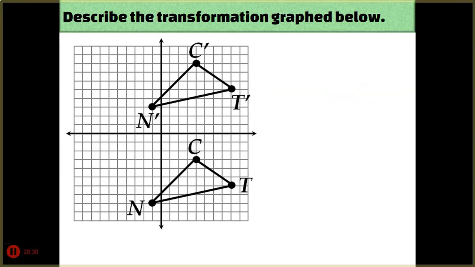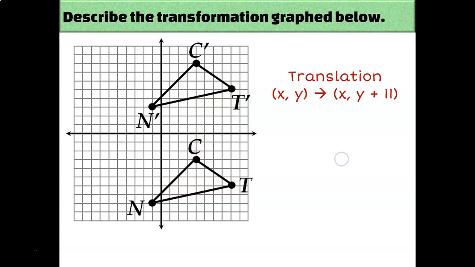For our next example, it looks like we have a translation because they're in the same orientation. N to N prime, C to C prime, T to T prime. Those lines are parallel and they're the same length. So this must have been a translation. So to figure out how to write the rule for that translation, you just count the distance between corresponding points, like from C to C prime. Those are exactly 11 units away vertically, and you didn't have to move it at all horizontally, so the rule that we would write is (x, y + 11).